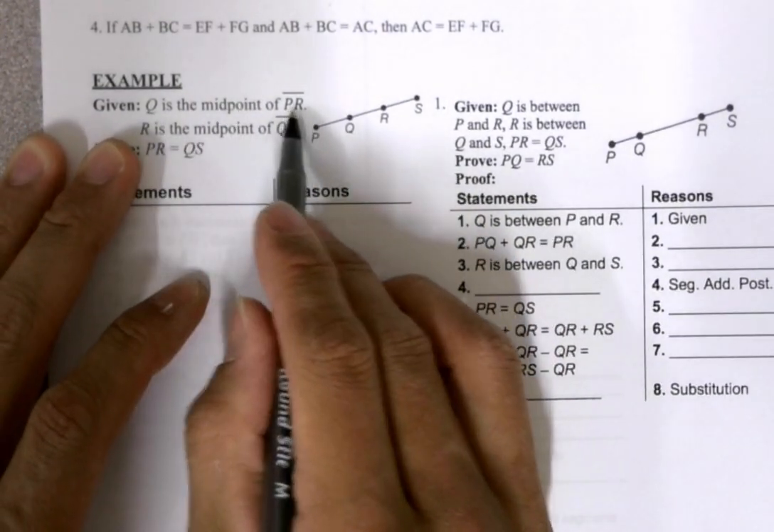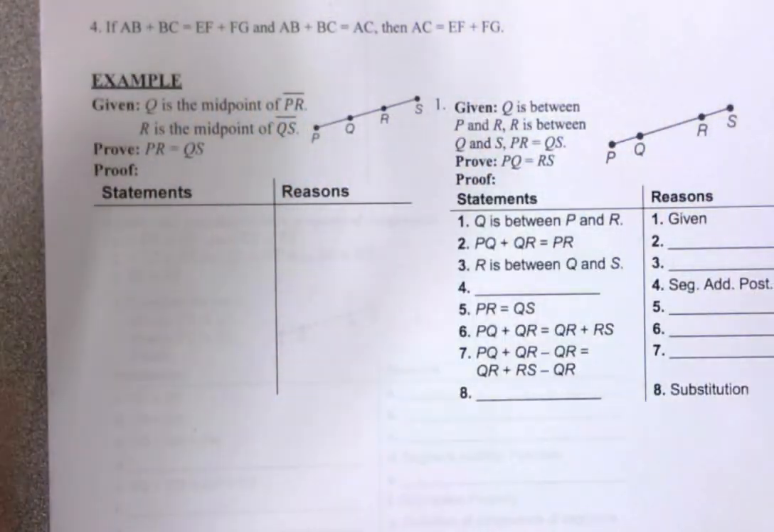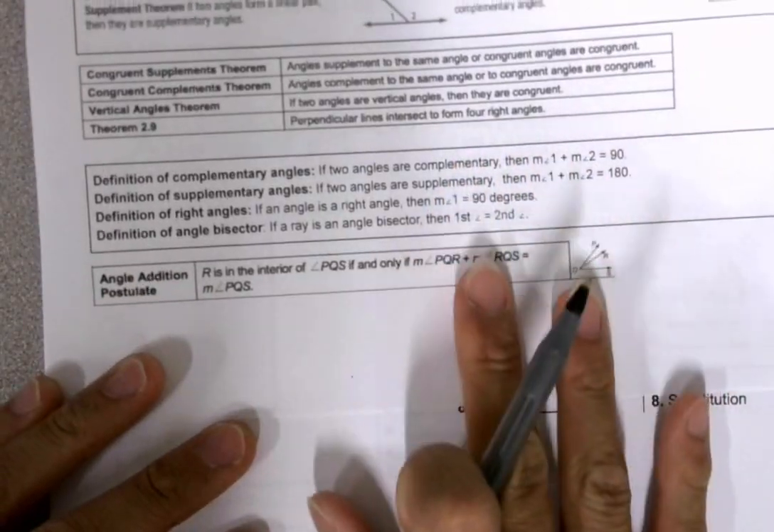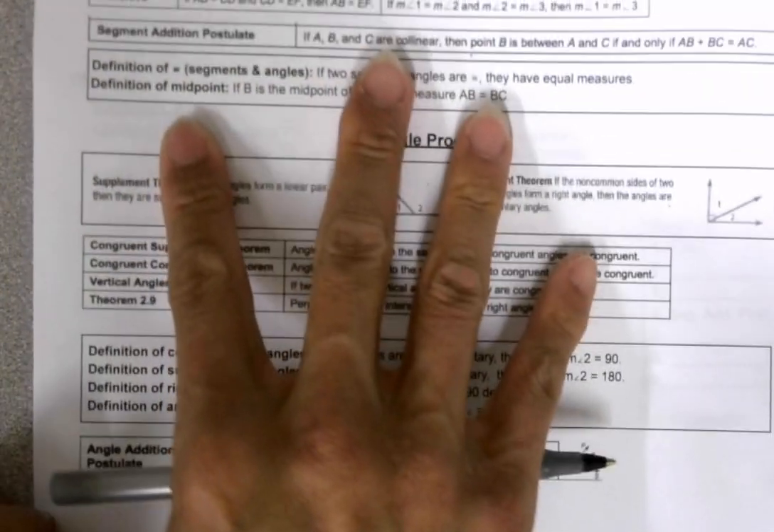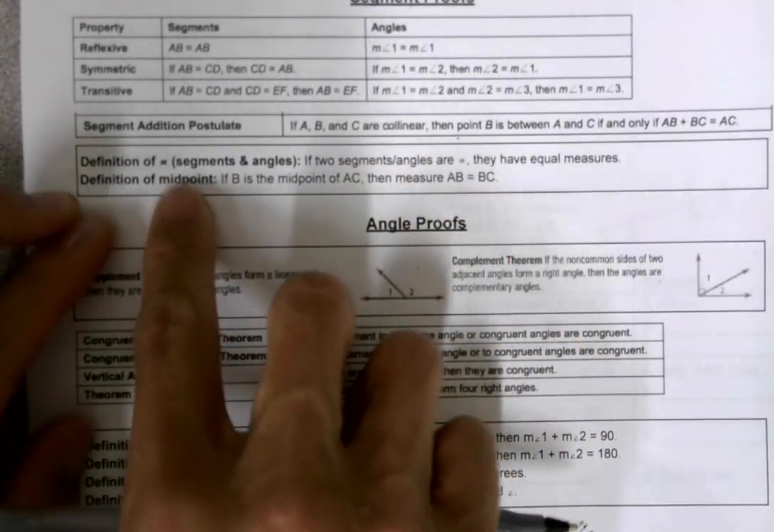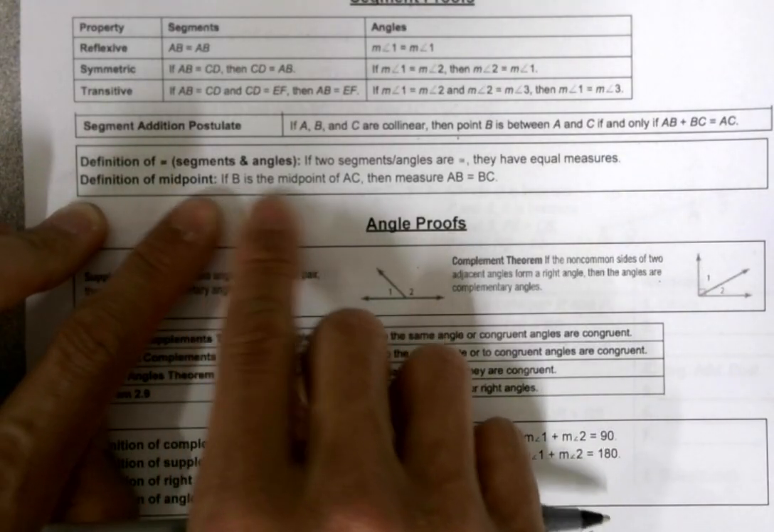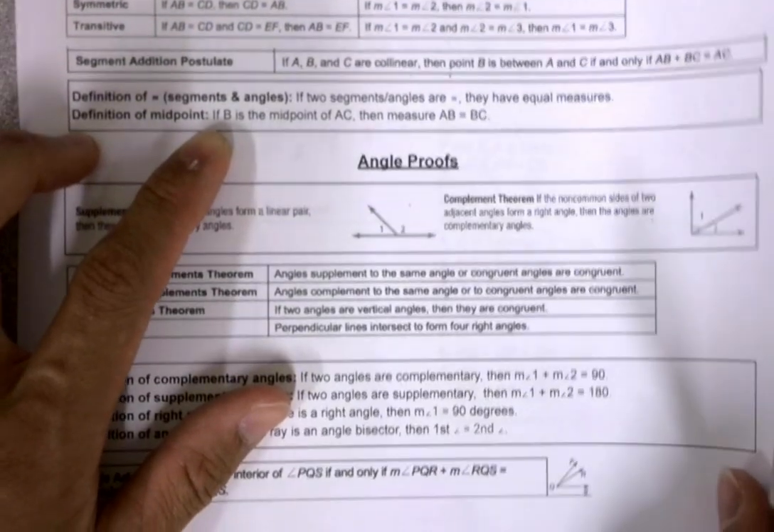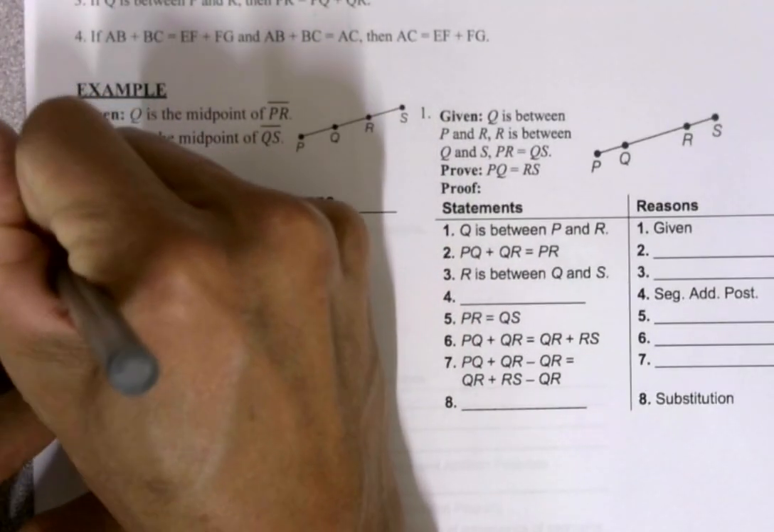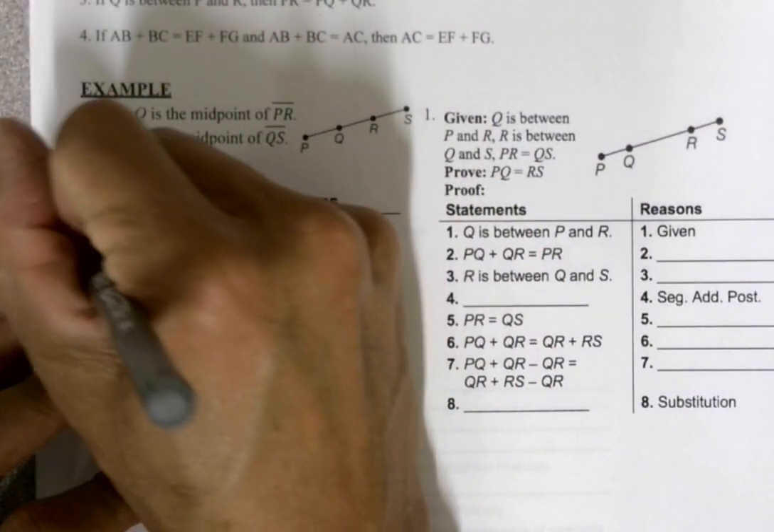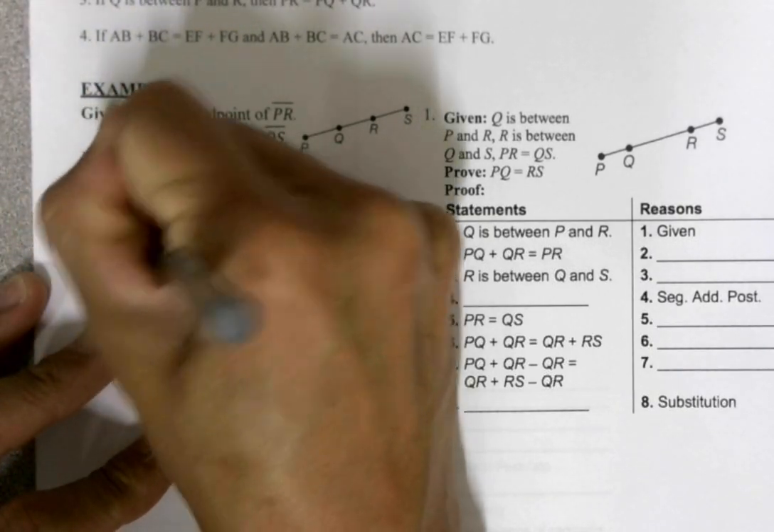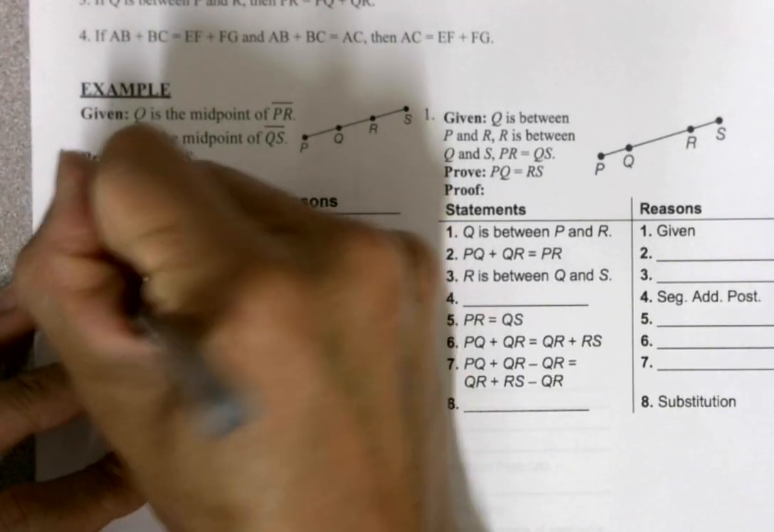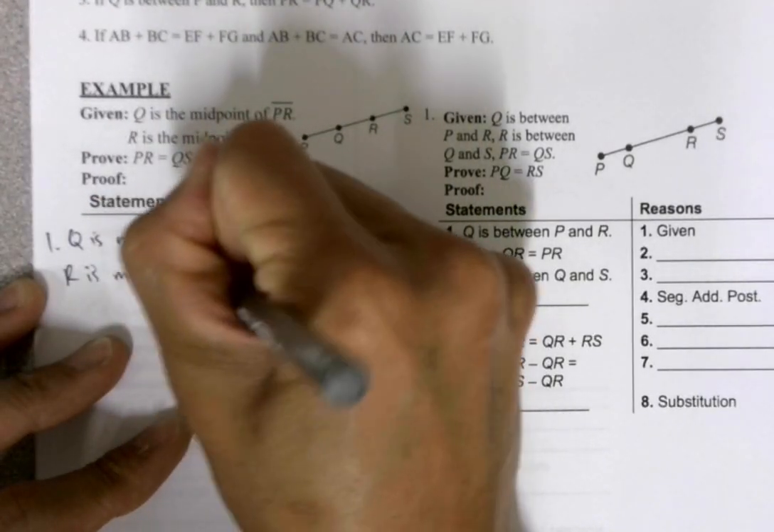They give us Q as midpoint of PR. So we now look at our proof cheat sheet and we look for the definition of midpoint. Right here is our proof cheat sheet, and we're looking here, definition of midpoint. So if B is the midpoint of AC, then that means the left side is equal to the right side. That's the definition of midpoint. So we're going to start by saying number 1, write down the given. So that's Q is the midpoint of PR, and then we also have the other given, R is the midpoint of QS.